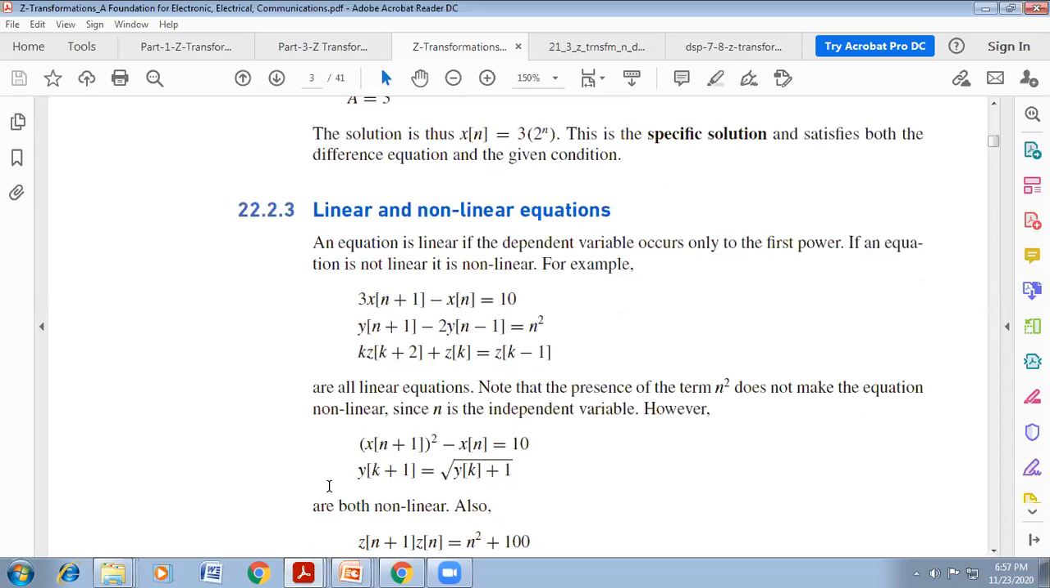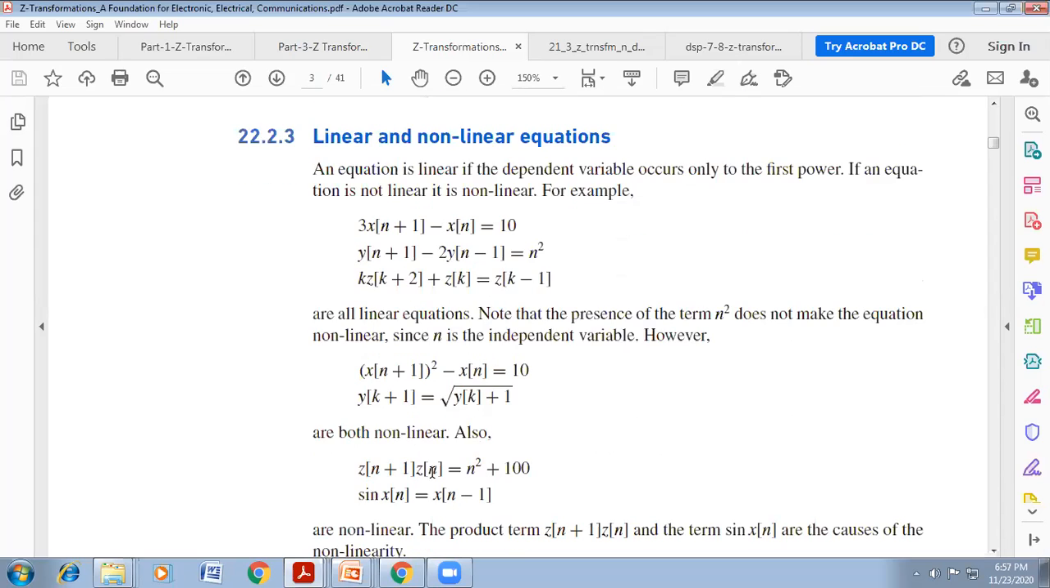Now, however, if we take these types of difference equation, (x(n+1)) whole square minus xn equals 10, or y(k+1) equals square root of y(k) plus 1, these types of difference equations are non-linear.